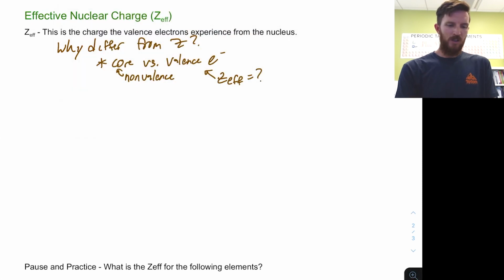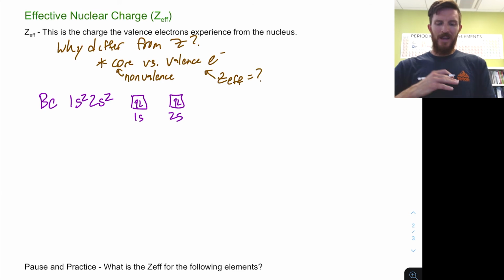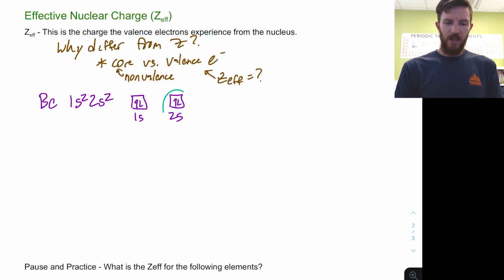And for us to do this, we're going to first start with a simpler atom, beryllium. Beryllium, 1s2, 2s2. So if we were to draw this out in an orbital diagram, we have 2 electrons in each of those s orbitals. Now we're going to say, okay, what are our valence electrons? Our valence electrons are these 2s electrons.